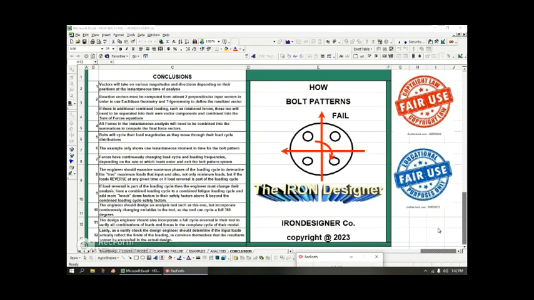So lastly, I just wanted to wrap it up. I always like to put in a conclusion in the videos if possible. So we started off by talking about how bolt patterns fail and why they fail and their modes of failure. That was how we started this discussion. So our conclusions are, after reviewing the analysis page, that vectors will take on various magnitudes and directions depending on their positions at the instantaneous time of analysis.